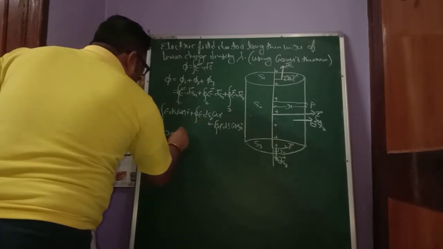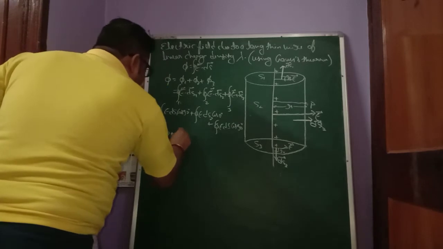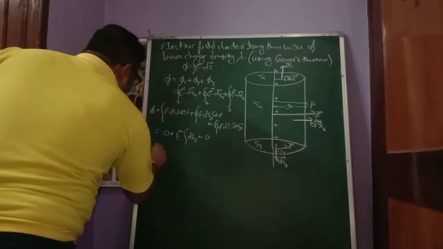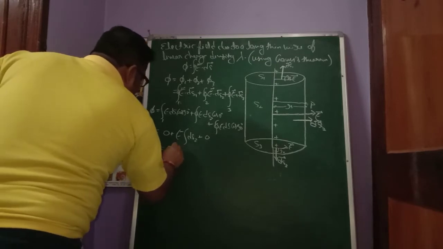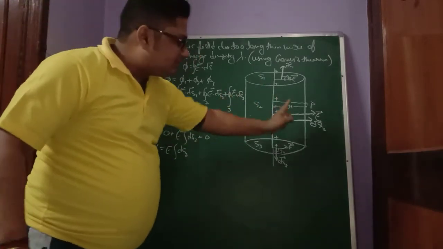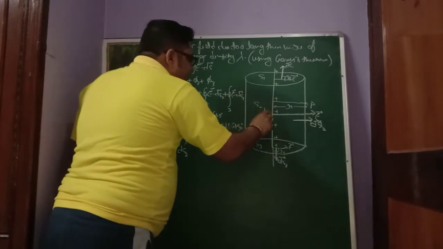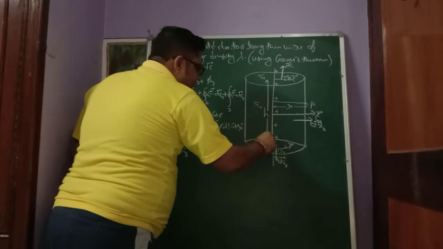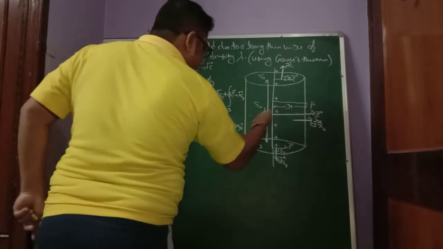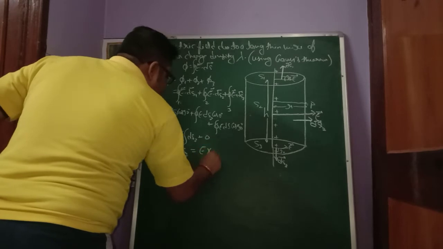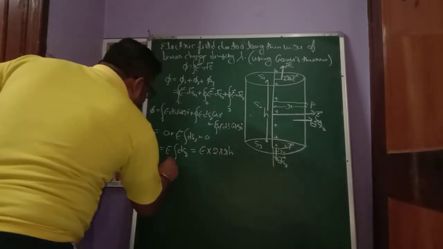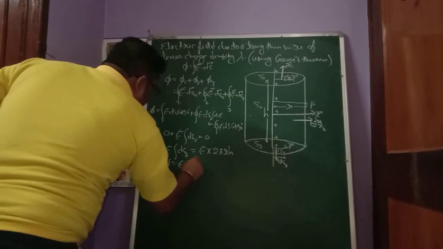What remains is E ds2. The electric field is constant at distance r, so we can write E times the integral of ds2, and cos 0 is 1. So the flux comes out to be E into the integral of ds2. This is the curved surface of the cylinder. Suppose the height of the cylinder is h, and the radius is r. The curved surface area is 2 pi r h, so the flux phi is equal to E into 2 pi r h.